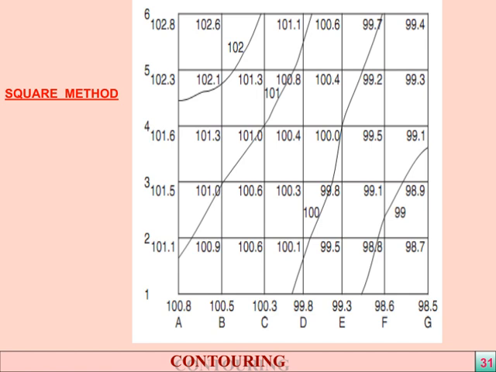Essentially, it involves breaking down complex shapes into a series of squares, which makes the process more manageable and precise. The key idea here is that by focusing on these squares, we can better control the flow and direction of the contour lines, ensuring they follow the form accurately.